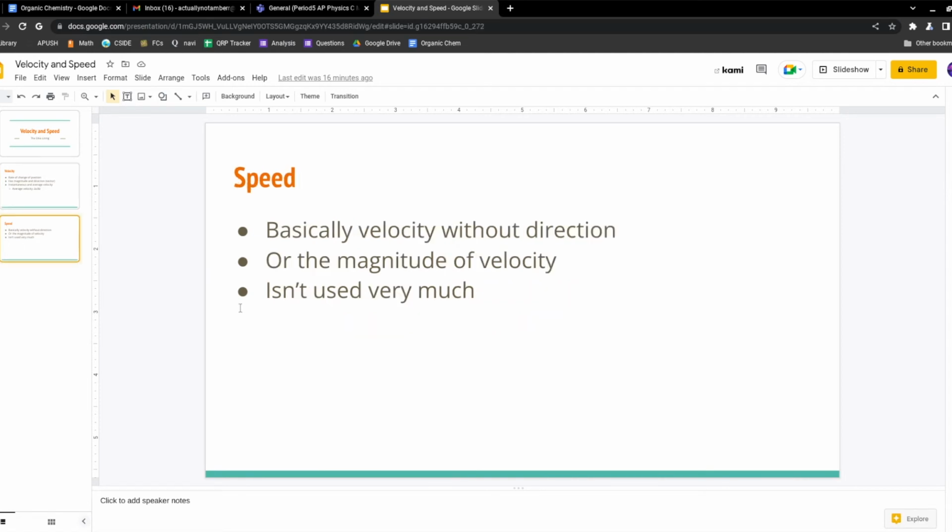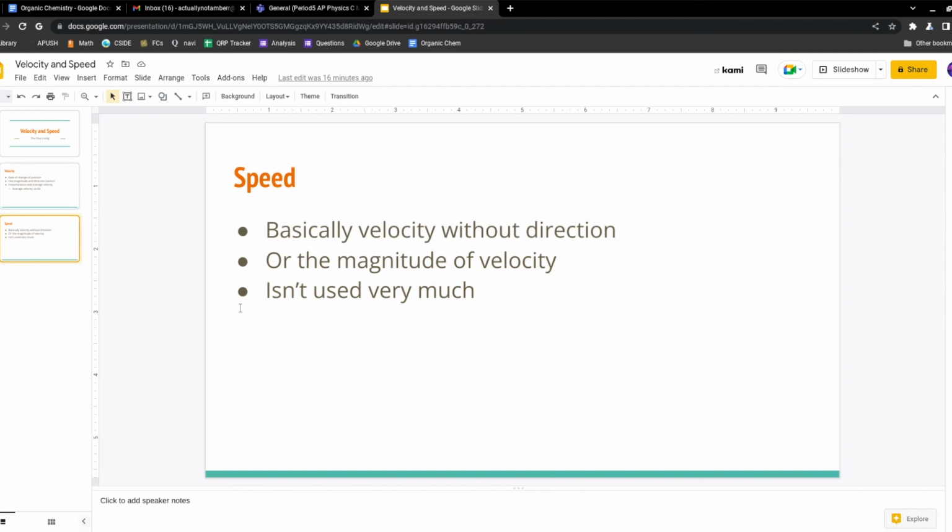And then we have speed, which is basically velocity without direction, or it's also known as the magnitude of velocity. You're not going to see speed in any physics problems, if I'm being honest, because it's missing out on the direction part, which makes it pretty useless. Because if you think about it this way, let's say that a person was moving at 5 meters per second in a positive direction. If that person were to slow down to 4 meters per second but still continue in the same direction, speed has changed and so has velocity.